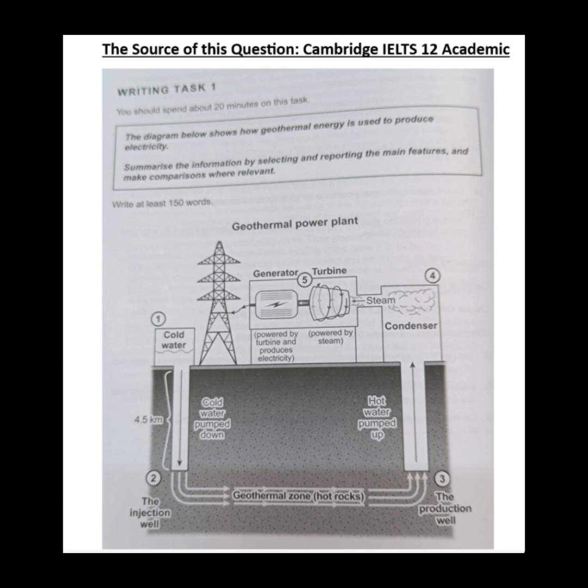The next sentence. Summarize the information by selecting and reporting the main features. Please notice these two words, main features, broad trends, or main points. That means if the question contains a lot of information, please take the broad trends. And if the question contains a little information, then you take the most from the question. Okay? And make comparisons where relevant. Comparisons. That means you have to do similarities and contrasts to score well.